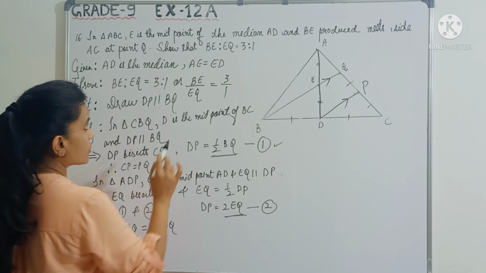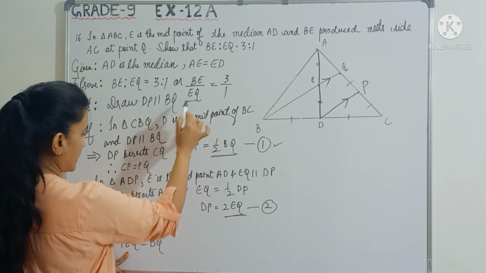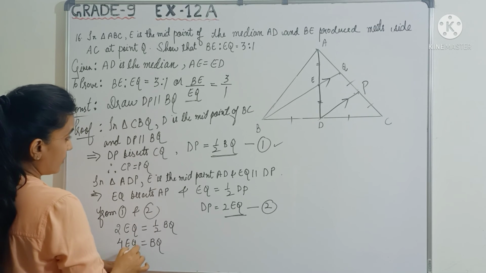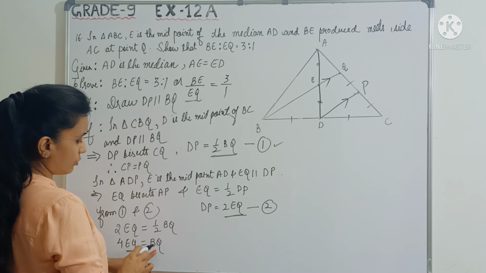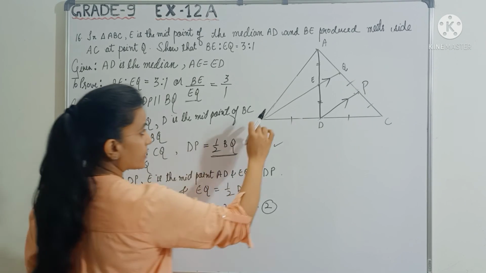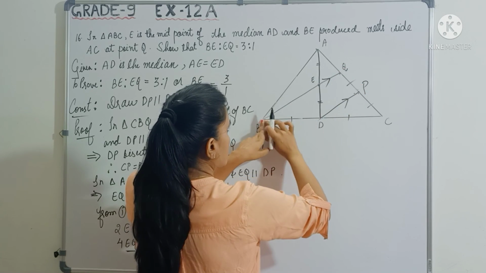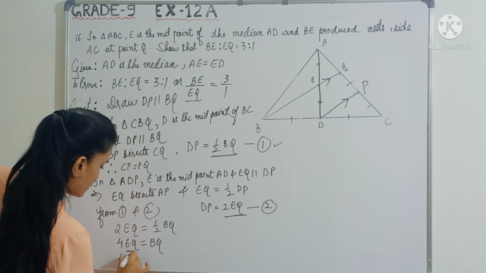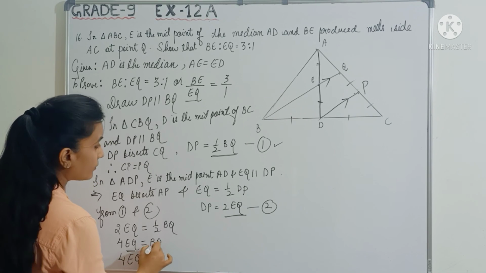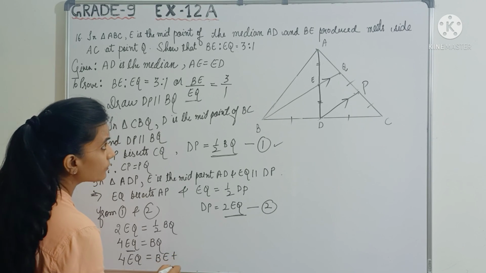So here just check what relation we need. We need EQ. Yes, we have EQ here. We need BE. We don't have BE. So this BQ is not needed. BQ is here, so this is not needed. So can I break it down as BE plus EQ? Right? I can do that. So 4EQ is equal to BQ, I can write as BE plus EQ.